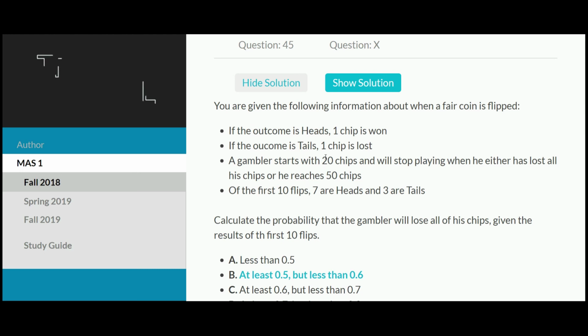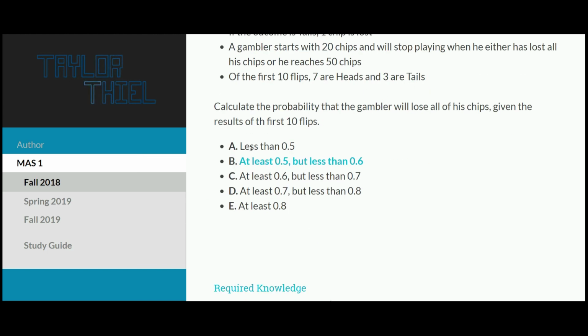Here we start with 20, and we're going to stop when we get to 50. However, 10 flips have already occurred. We know that 7 were heads, and I win when it's heads. So I don't have 20, I have 27. But then there are 3 tails, so I lose 3 bets. So 27 minus 3, I have 24 coins. And I'm going to play until there's 50. So 1 minus 24 over 50 is just going to be 52%. That is the probability that I will achieve ruin, or lose the entire game. And that falls in the range of B. So B is our final answer.